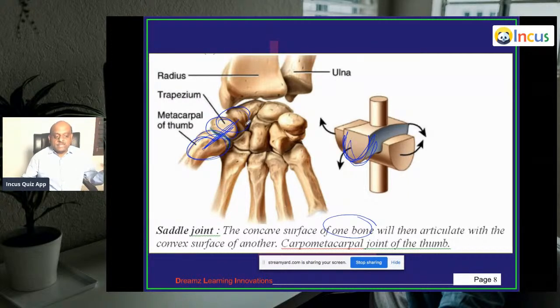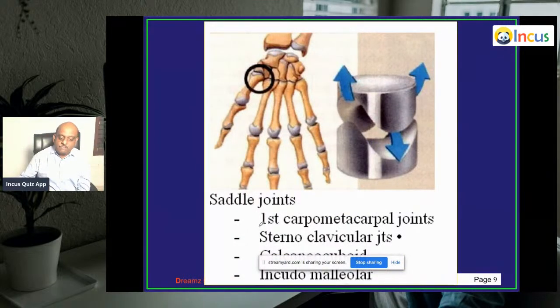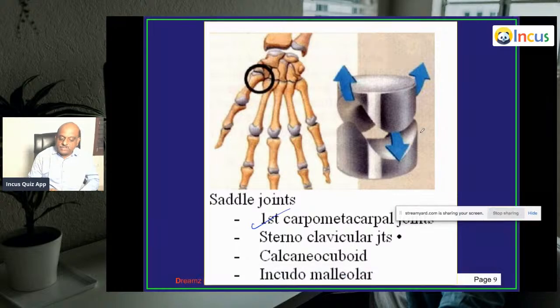The first carpo-metacarpal joint is an example of a saddle joint. Please don't forget this list, doctor: sternoclavicular joint, calcaneo-cuboid joint, incudo-malleolar joint. They are the examples of saddle joints that you need to emphatically remember.